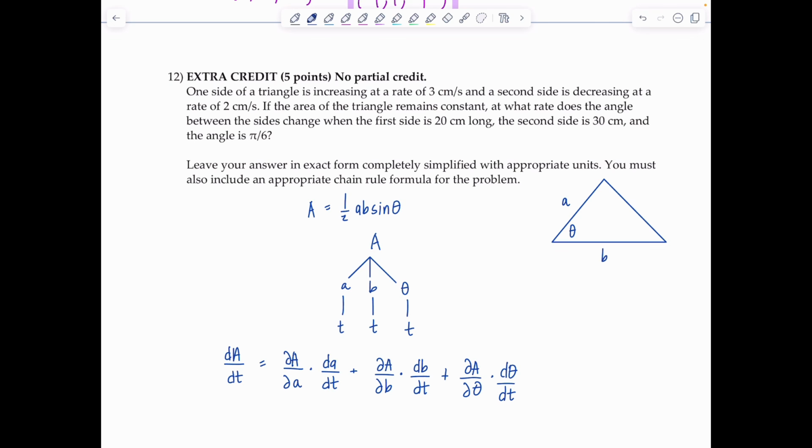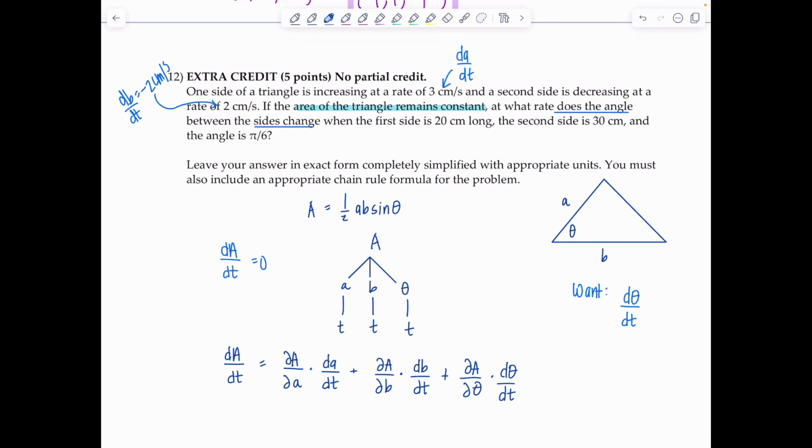And they're telling me the area of the triangle remains constant. So that means dA/dt is actually 0. At what rate does the angle between the sides change? So they want d theta/dt. And then they've given me one side is increasing at that rate, so I'll say that's da/dt. And a second side is decreasing at that rate, so db/dt, make sure you say that it's -2 centimeters per second. Okay?